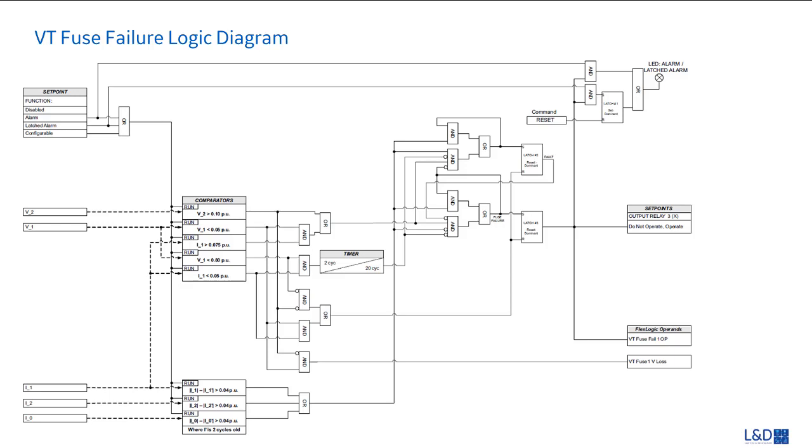In the logic diagram, we can see there are two output operands, VT fuse 1 V loss and VT fuse fail up. The VT fuse 1 V loss is caused by, first, there's no Class A category asserted. And second is the positive voltage is below 0.05 pu. The VT fuse fail 1 up can be initiated by 4 conditions.